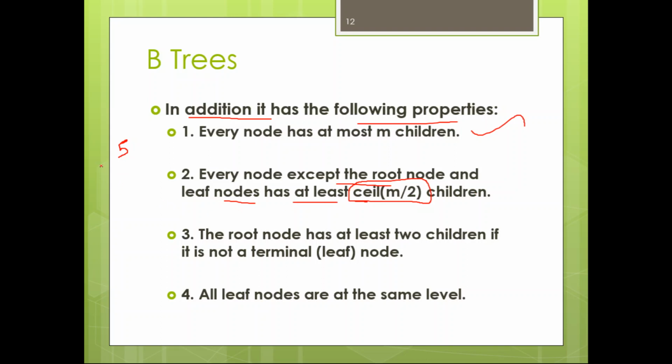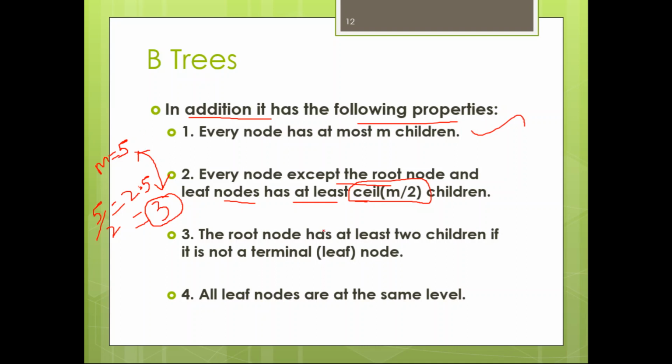If m is 5, then what is m by 2? 5 by 2 is 2.5. Ceil means go to the upper end, floor means the lower part. If you go to the upper end, 2.5 becomes 3. So each internal node should have at least 3 children and at most 5 children, if the value of m is 5. That is a B tree of order 5, right?